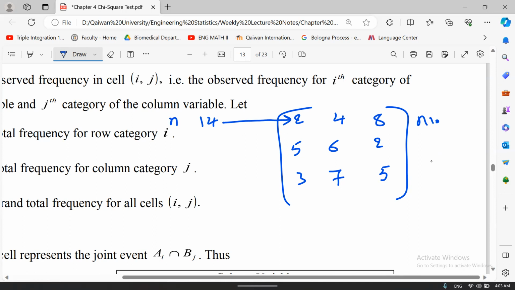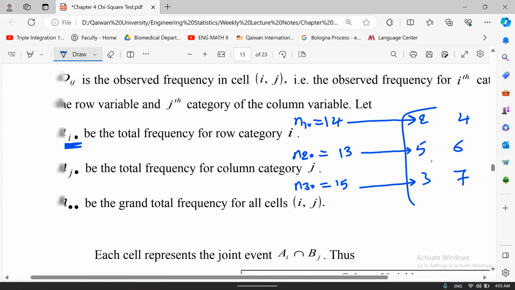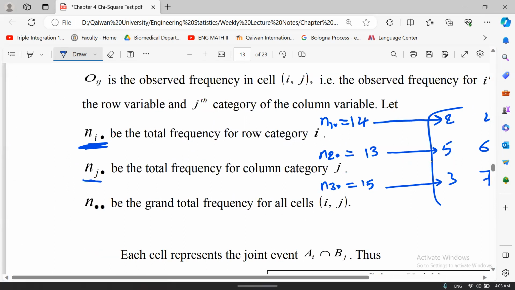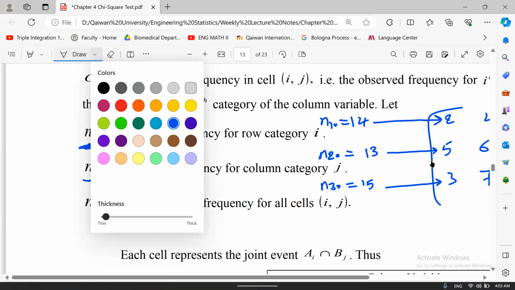How about n_2 dot? n_2 dot is the sum of elements in the second row, which is 5 plus 6 plus 2, that is 13. Then n_3 dot is the sum of elements in the third row, which is 15. Now we need to find n dot j, not j dot. It's dot j.